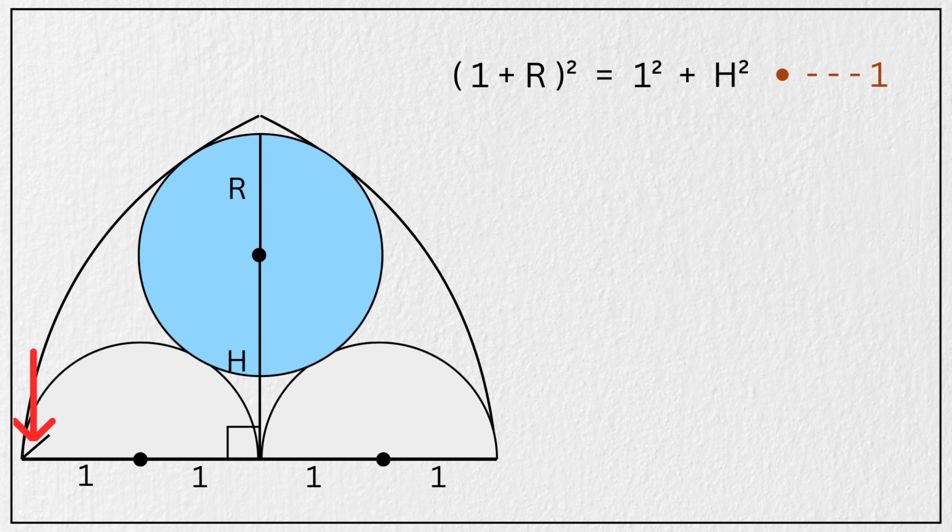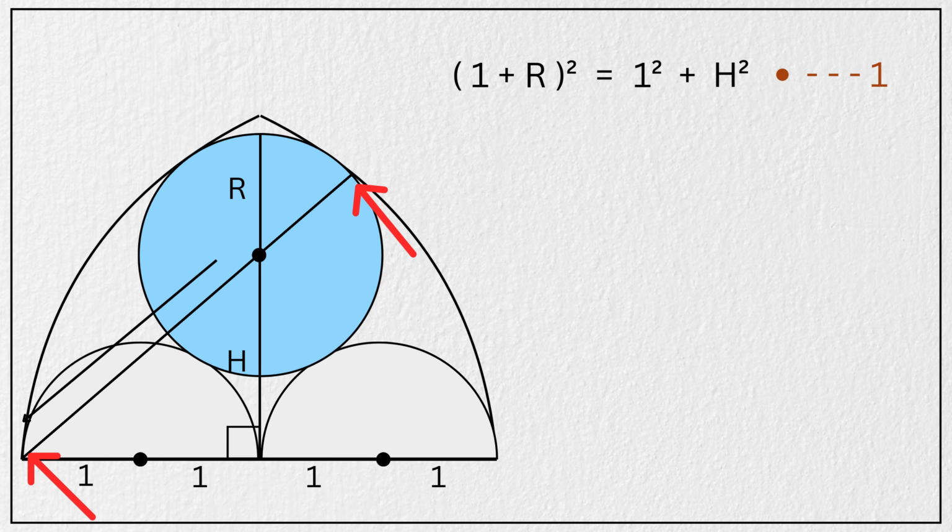Now let's draw a line from this point to the inner arc passing through the center of the blue circle like this. And look carefully, this total length here is 4 units. That means the length of this line will also be 4 units, right? And since this part is also the radius of the circle, that means this remaining length will be equal to 4 minus r units, correct?